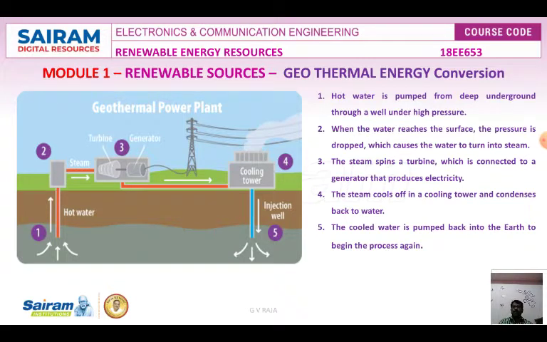This is similar to OTEC, Ocean Thermal Energy Conversion. There also the same principle is used, but there the temperature difference between the upper surface and lower surface is used to turn ammonia fluid into steam. Here the water is converted into steam when it reaches the upper surface of the earth. Again, when it reaches the lower surface, the steam is converted into fluid. This process we call the geothermal process.